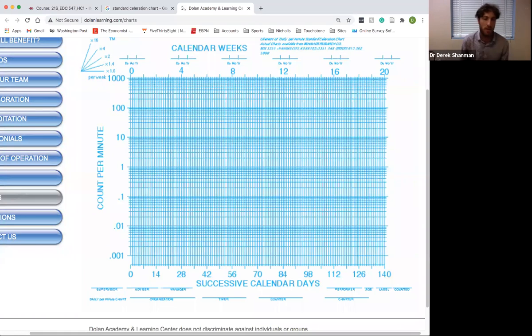So what does the standard acceleration chart do? How is it used? What type of behaviors can or can't it be used for? And what type of decisions are made as a result of it? The first thing is understanding what precision teaching and standard acceleration are actually looking at. This is a chart that says count per minute. How many behaviors are observed in a minute?